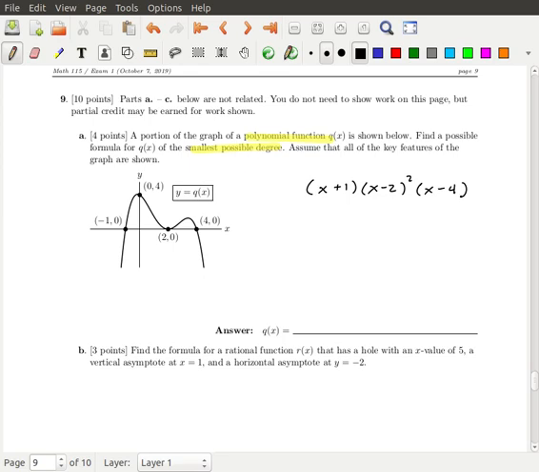And then there is a number up here, a. We need it to pass through this point, so we haven't used this point yet. And we're going to use that point to solve for a. So if we plug in 0 for all the x's, we should get out 4 for y. So we should get 4 equals a times, and plugging in 0 for x, we'll get 1, -2 squared, -4.